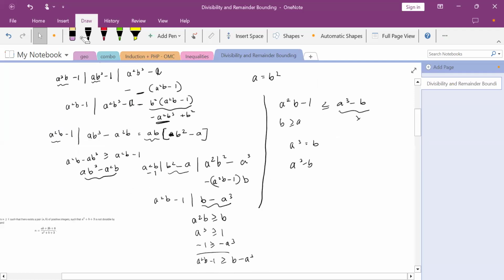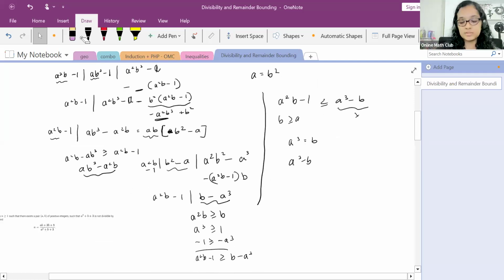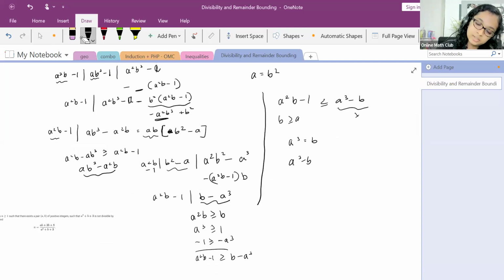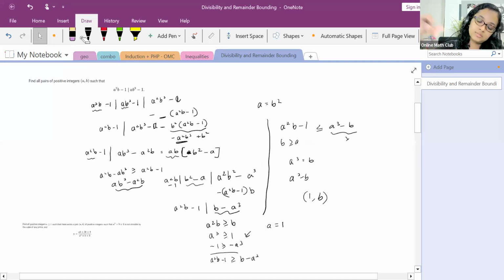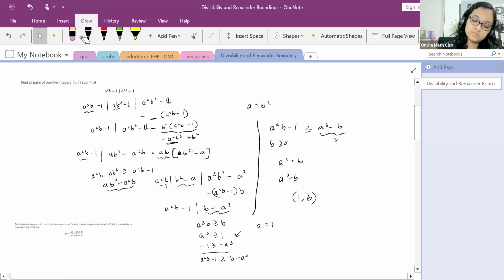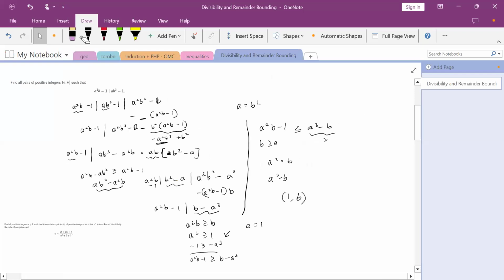So a greater than or equal to b gives a equals b squared, and a less than b gives a cube equals b. Okay. I think the case we are missing is if a is exactly equal to 1, then this doesn't work. But then 1 comma b works anyway. So yeah, there are 3 solutions. Got it.